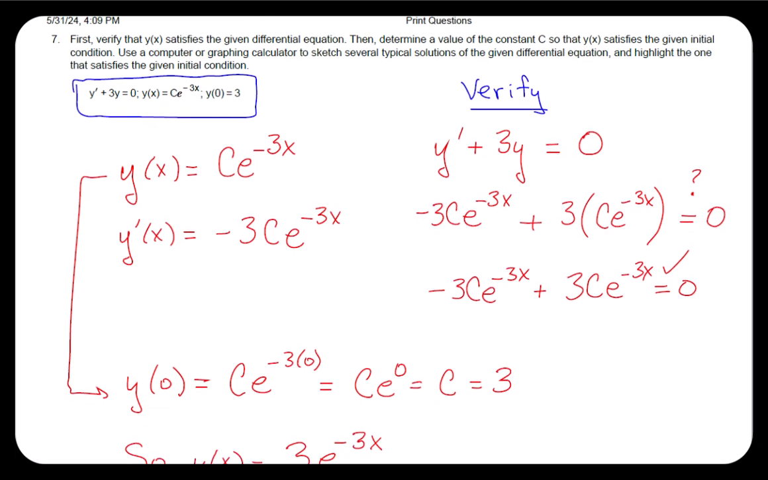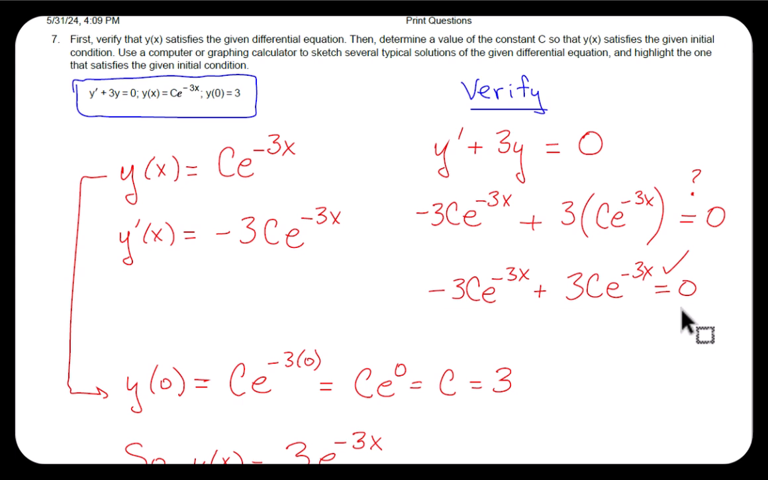All right, in question 7, we have a first order differential equation. They're telling me what the solution is, and they're telling me also that y at 0 is equal to 3. So first we want to verify that it actually does work. The derivative by the chain rule, I'm going to get a minus 3 out in the front. So plug this in for y prime, plug in what we know about y, and so I got a minus 3c and a plus 3c.